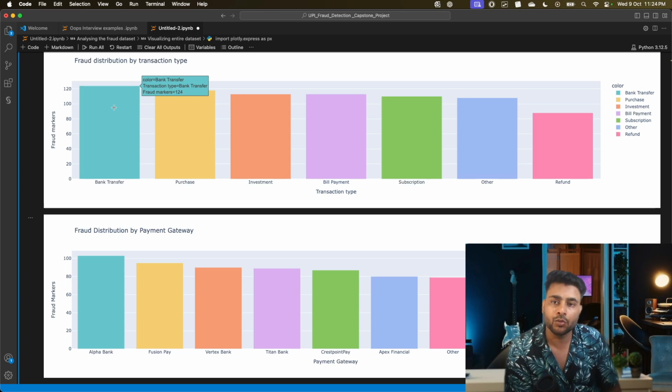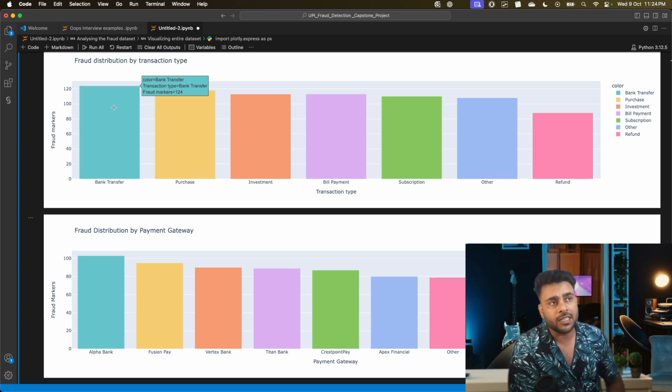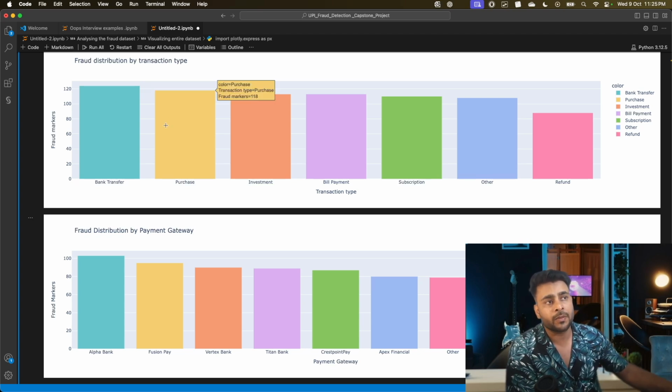So when you use Seaborn or other libraries, you can definitely draw bar graphs, but you might not be able to see the exact number, which might make it a little challenging. But in this case, you can see the exact number of fraudulent markers. So when it comes to the type of transaction, we can say bank transfers are highly prone to fraudulent transactions. Purchases, when people are making purchases online, are highly prone to fraud.